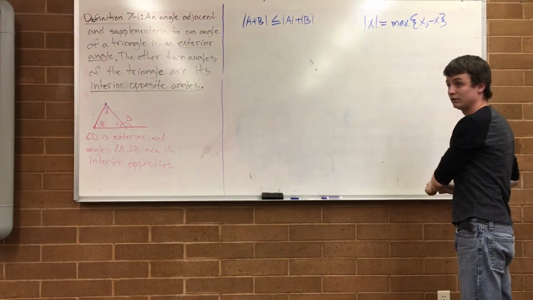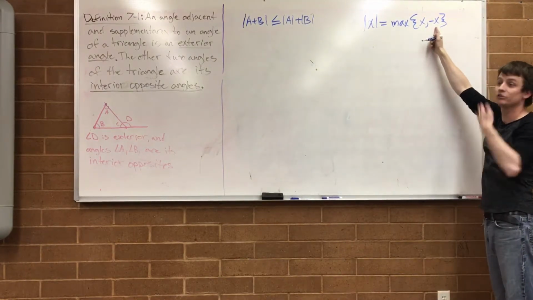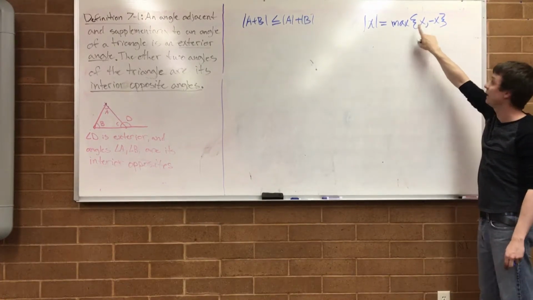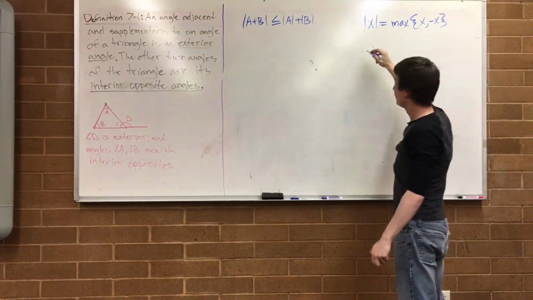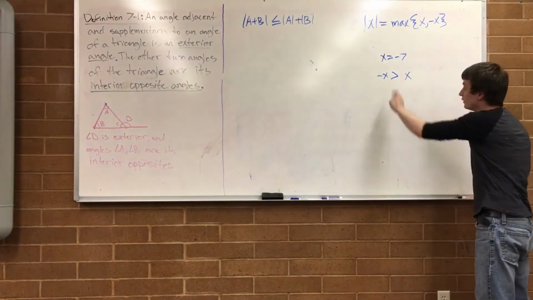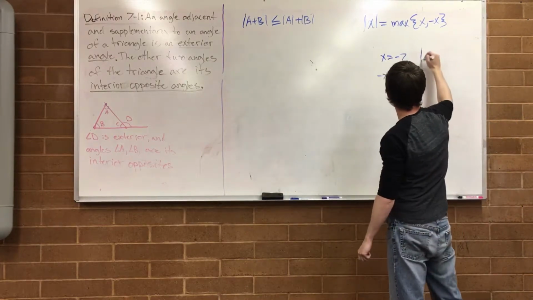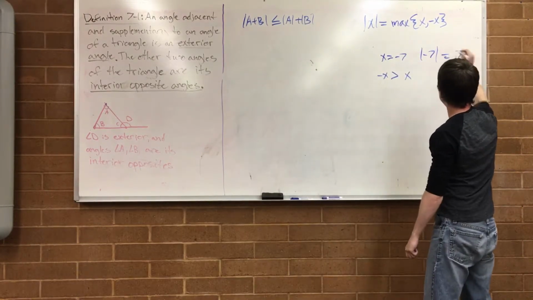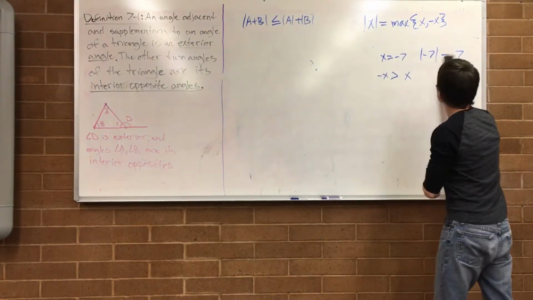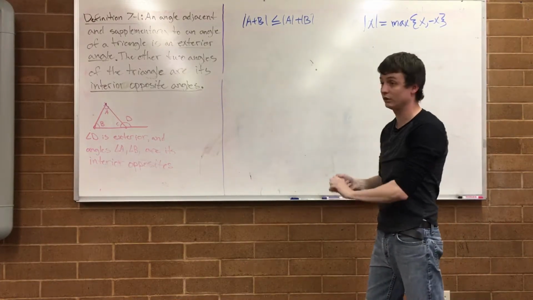Pretty simple definition. Right? Which one's bigger, x or negative x? It's the max of whichever of those is bigger. X isn't necessarily bigger than negative x. Well, if x is negative 7, then negative x is greater than x, because negative x is positive 7. So the absolute value of negative 7 is 7. So that's the definition of absolute value. So, to prove this, it's really easy.